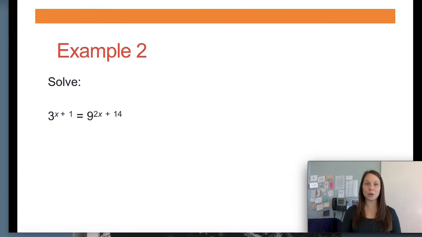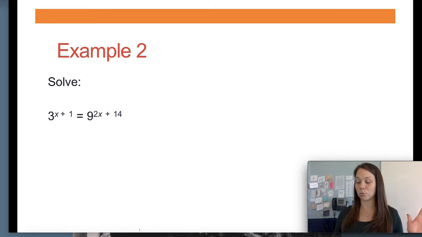All right, example 2. I told you it was going to get more challenging. We have 3 to the power of x plus 1 equals 9 to the power of 2x plus 14. They don't have the same base anymore. But we can make them have the same base. That's the really awesome thing about numbers is that you can have a number represent the same value but look different. So for example, 9 can still be 9, but it can be written looking like a 3.